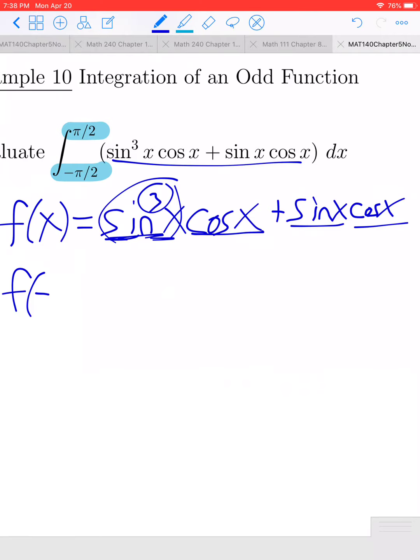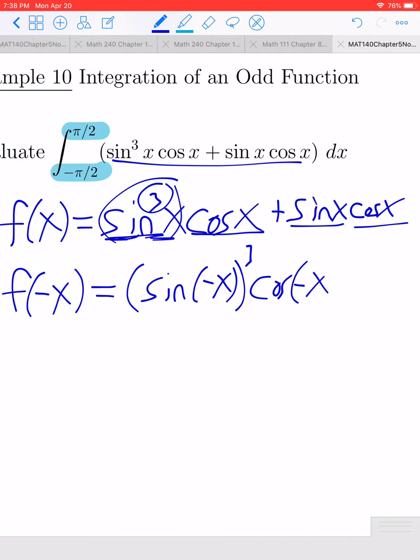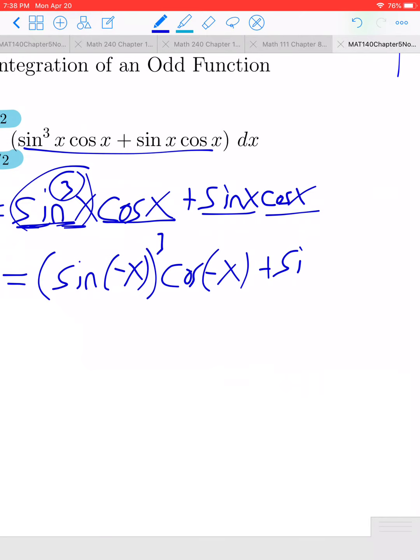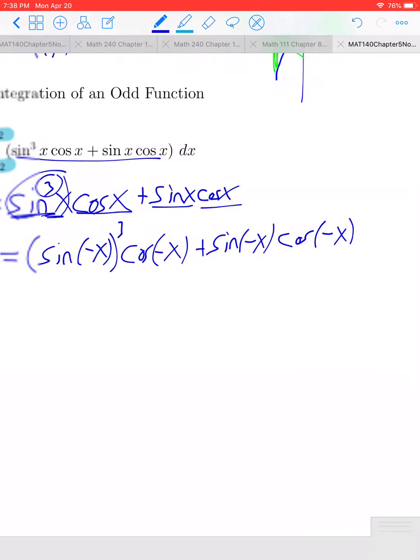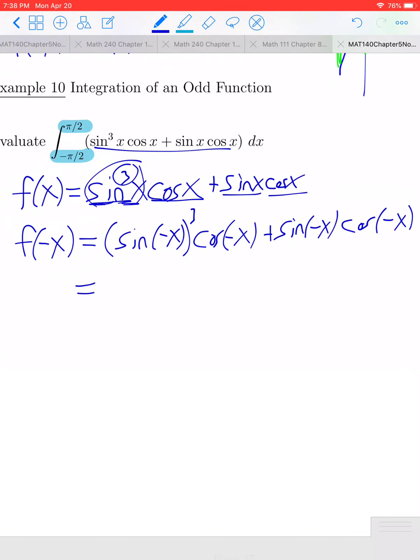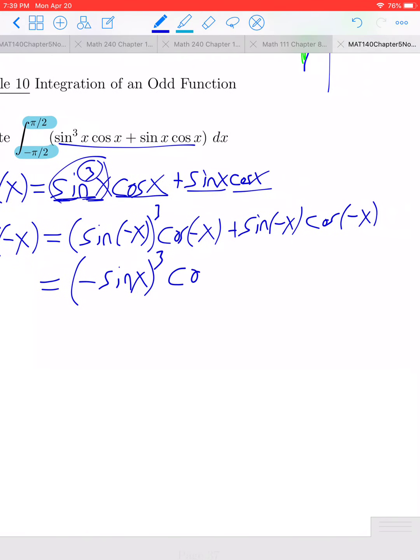Let's just go ahead and verify that, though. If I were to substitute in negative x for x, this would produce the sine of negative x to the third cosine of negative x plus sine negative x cosine negative x. Again, using the even and odd identities, this is going to be negative sine x cubed, because sine's odd. Cosine is even, so this is the cosine of positive x. Sine is odd, so this is the negative sine of x. Cosine is even, so that's equal to the cosine of x.